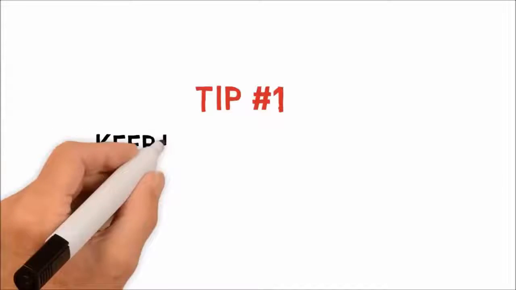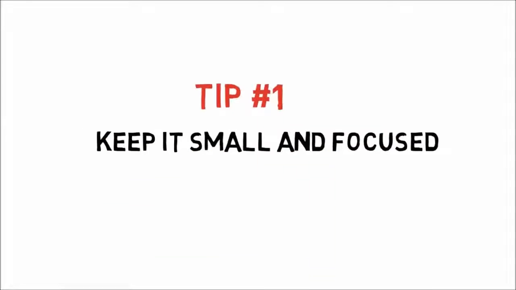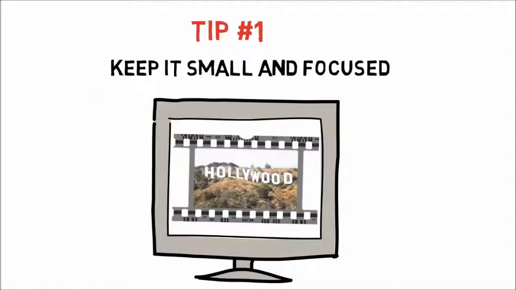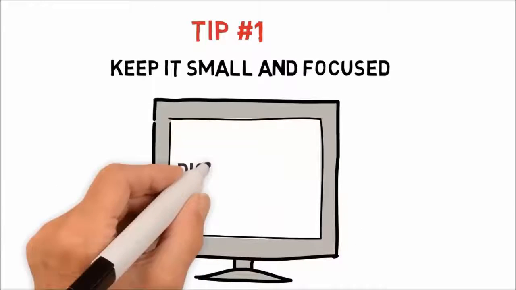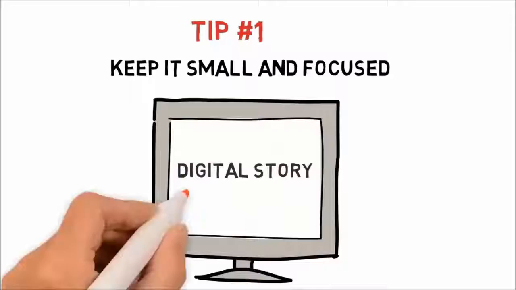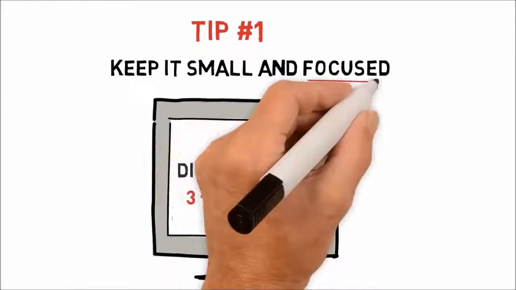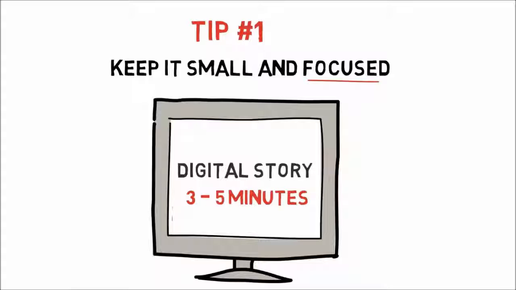Tip 1. Keep it small and focused. Remember, you are not writing a script for a cinematic movie. You are writing it for a digital story which is only going to be about 3 to 5 minutes long. Focusing on a specific problem or topic will help you create a better digital story.